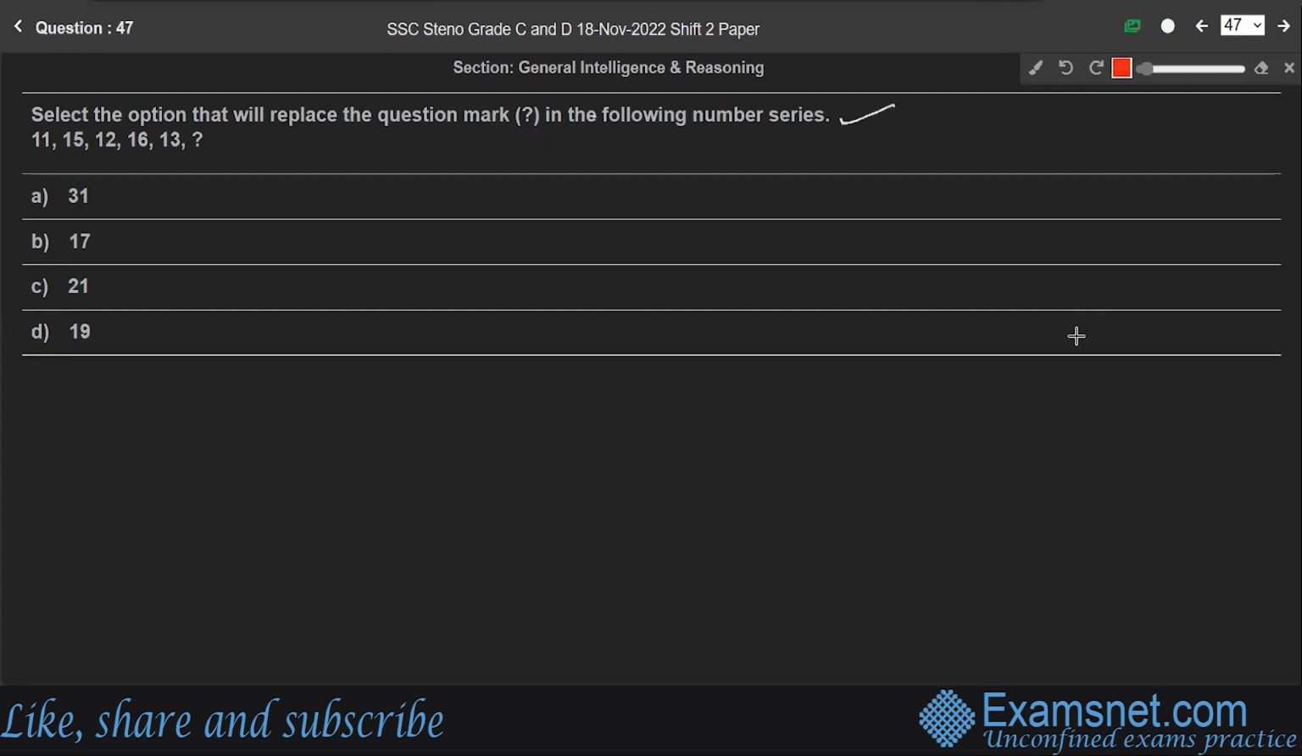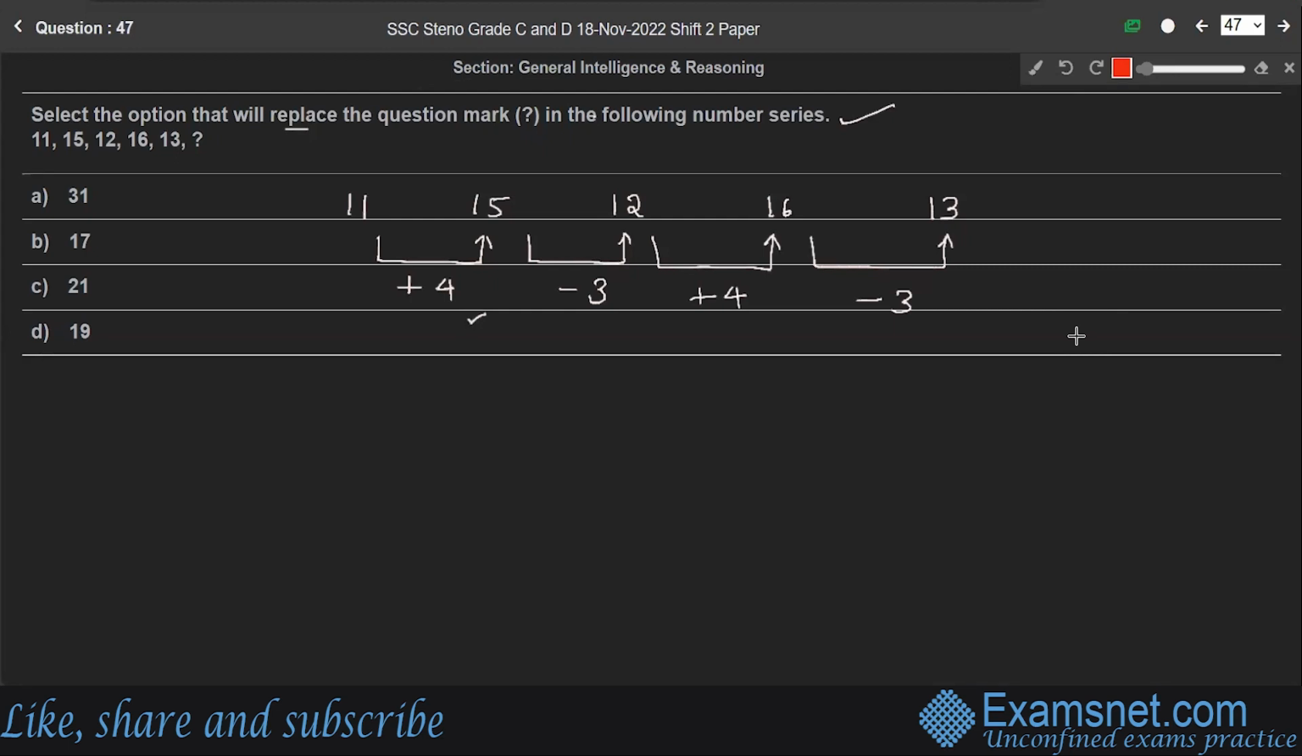Question number 47. Select the option that will replace the question mark in the following number series. First number is 11, second number is 15. So that 11 plus 4 is 15. And the third number is 12. We have to subtract number 3 from 15 to get 12, right? So next number is 16. Again, we have to add 4. Right? So to get the next number 13, we have to subtract 3.